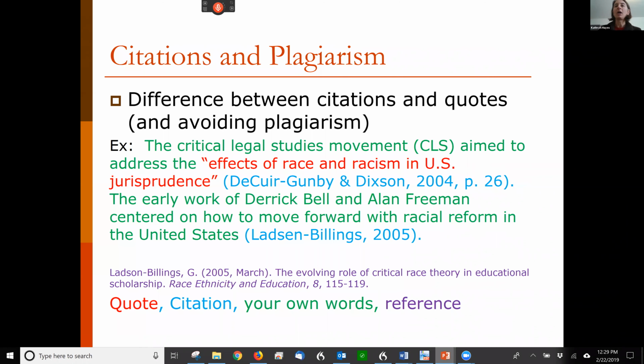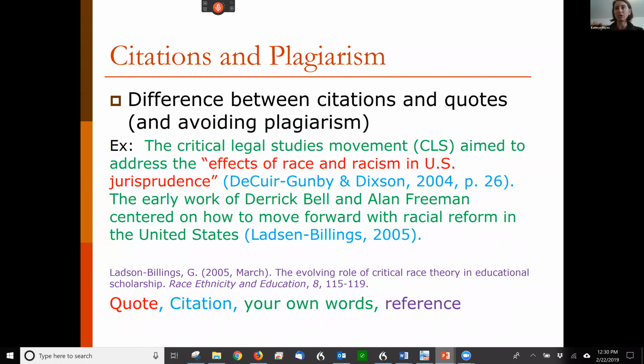But as soon as the quote begins, now that is exactly someone else's words. And note that the citation, which is in blue, Desir, Gunby, and Dixon, 2004, also has a page number, which you would need to do for a quotation. Now, the next sentence is the person's own words again, all right? The early work of Derek Bell and Ellen Friedman centered on how to move forward with racial reform in the United States. So this is like the person has read Ladson Billings and digested it and thought about it and said, this is what I want to say about what Ladson Billings said, right?